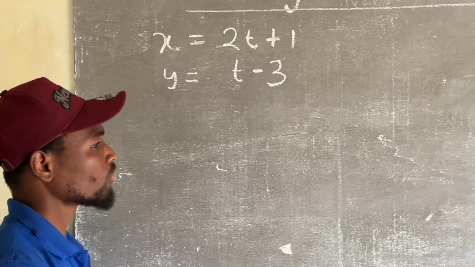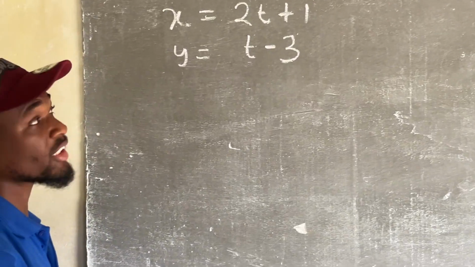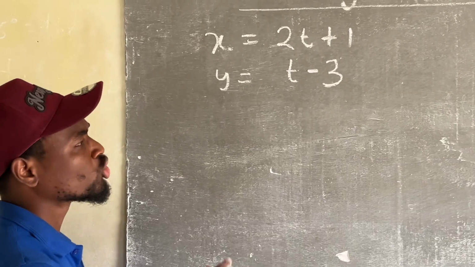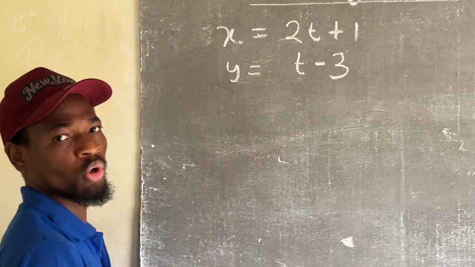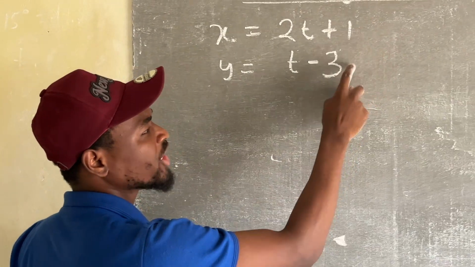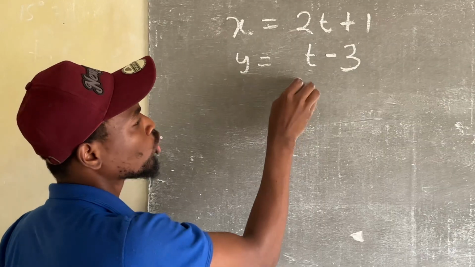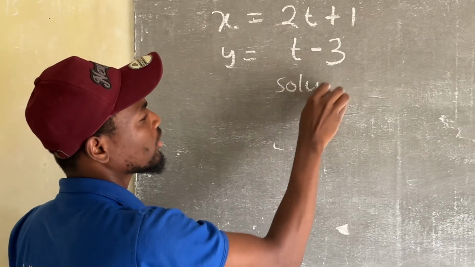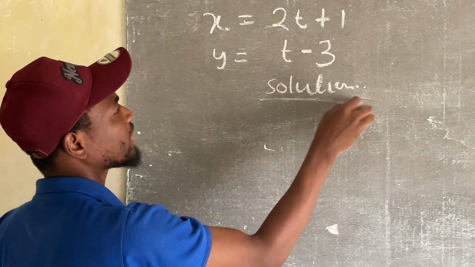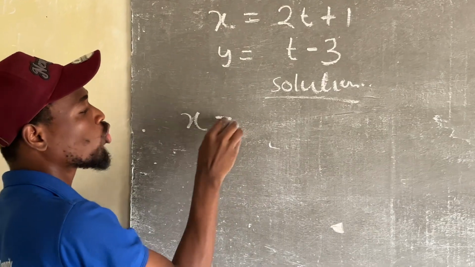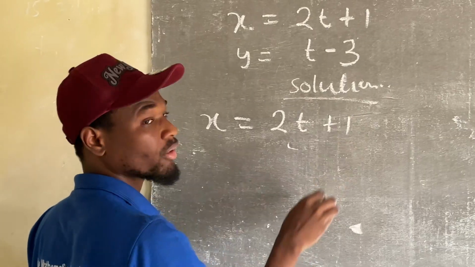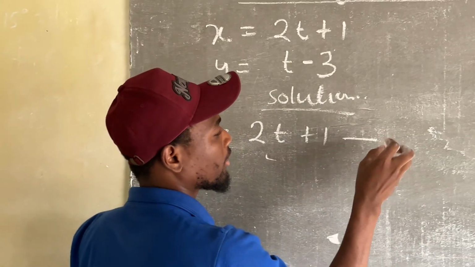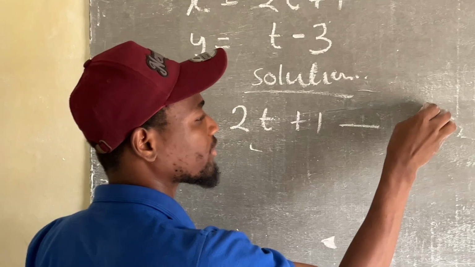Right? Good. So what we do is very, very simple. You can make t the subject in any of the equations. You can label this as equation 1 and equation 2. So let me do that. We say, let x equals the expression 2t plus 1 be your equation 1.